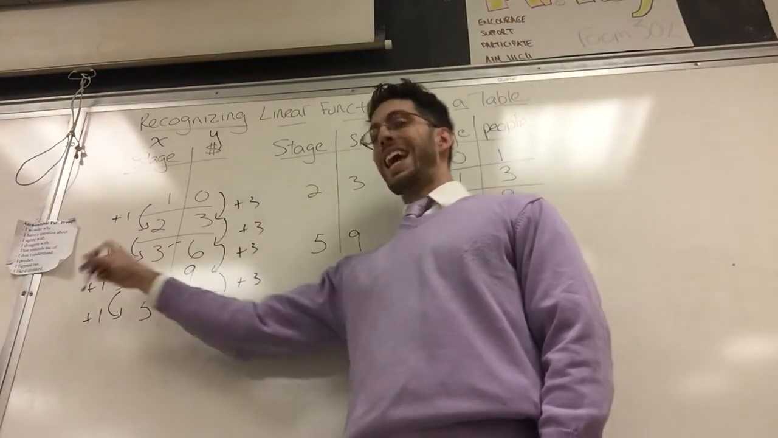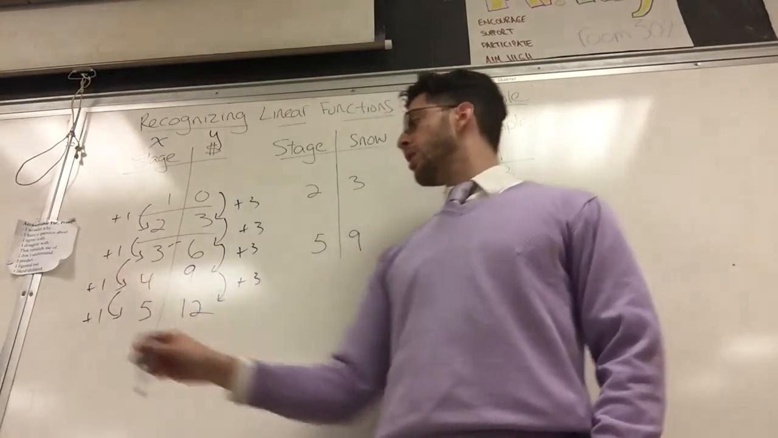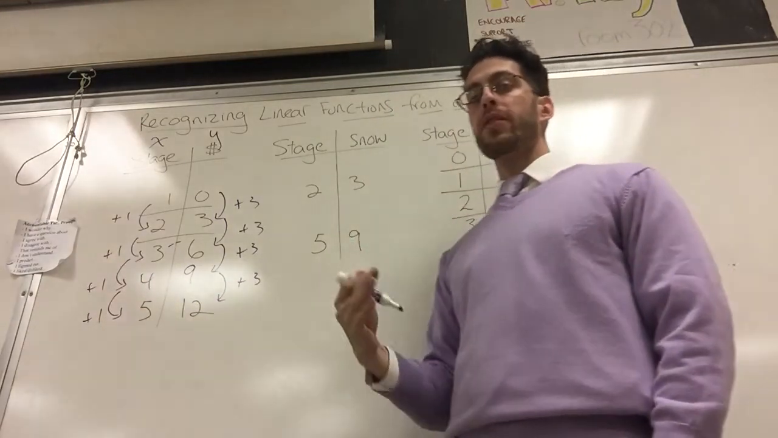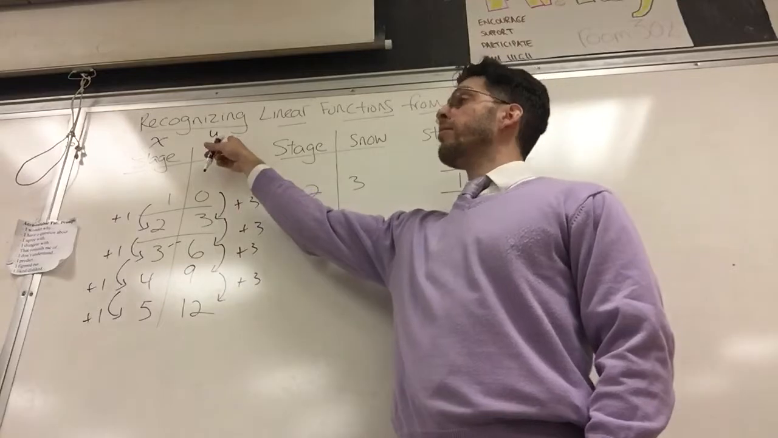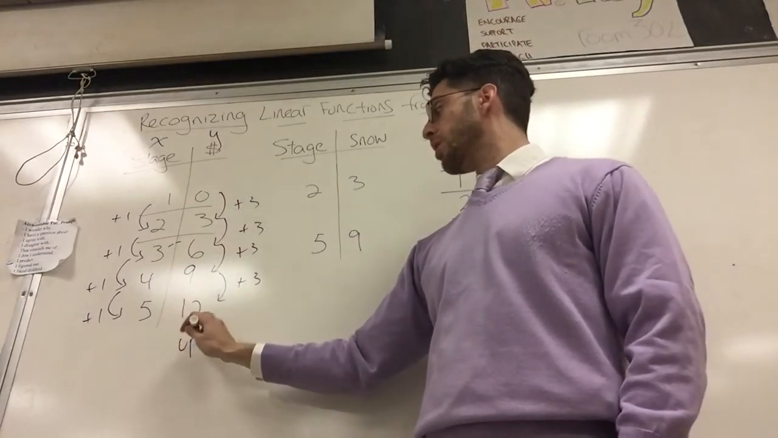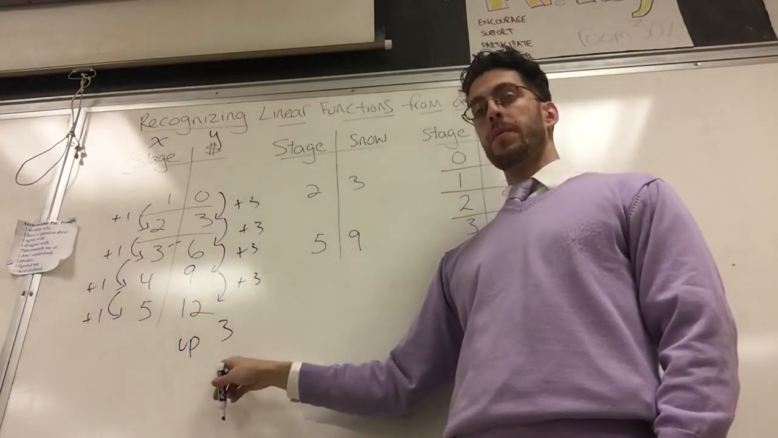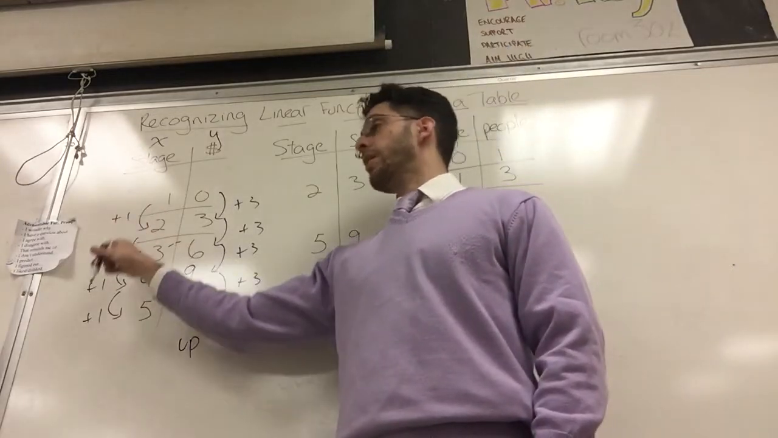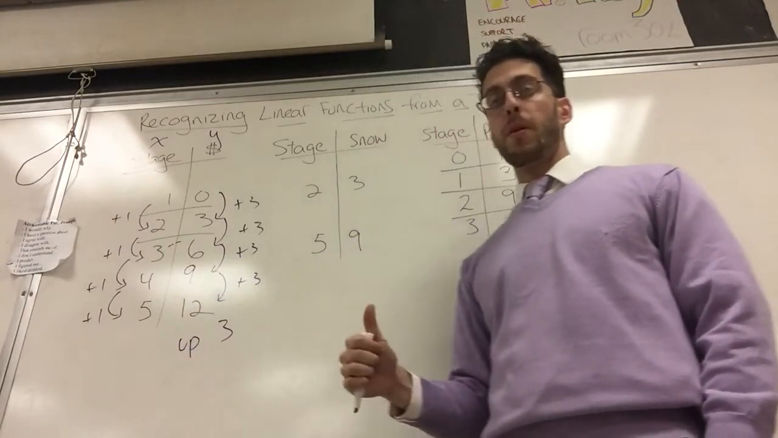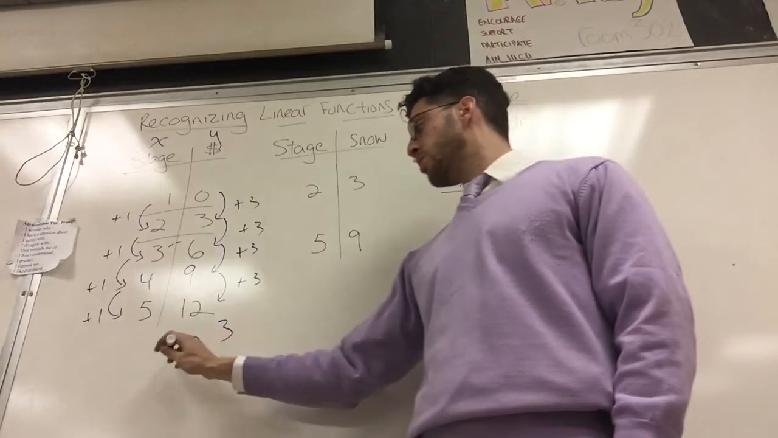So this number is important and that number is important also. I want to know what my pattern is. My pattern was that the y values go up by 3. What's happening to the x values? They're going up by 1.